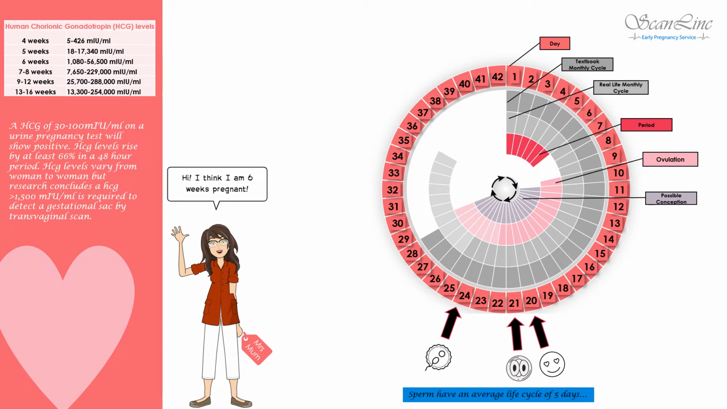Before we talk about Mrs. Mum's scan, I'd like to touch on the subject of HCGs. This is a hormone known as human chorionic gonadotropin and is only produced in pregnancy. As you can see in the example, if we were to measure Mrs. Mum's HCG levels, which unfortunately is not generally offered, then these would be the type of readings we would expect to see in a normally progressing pregnancy.